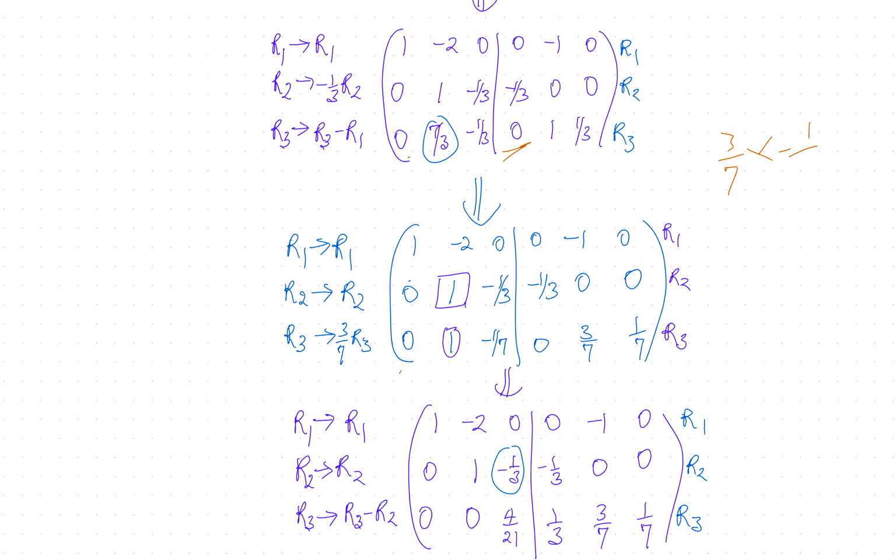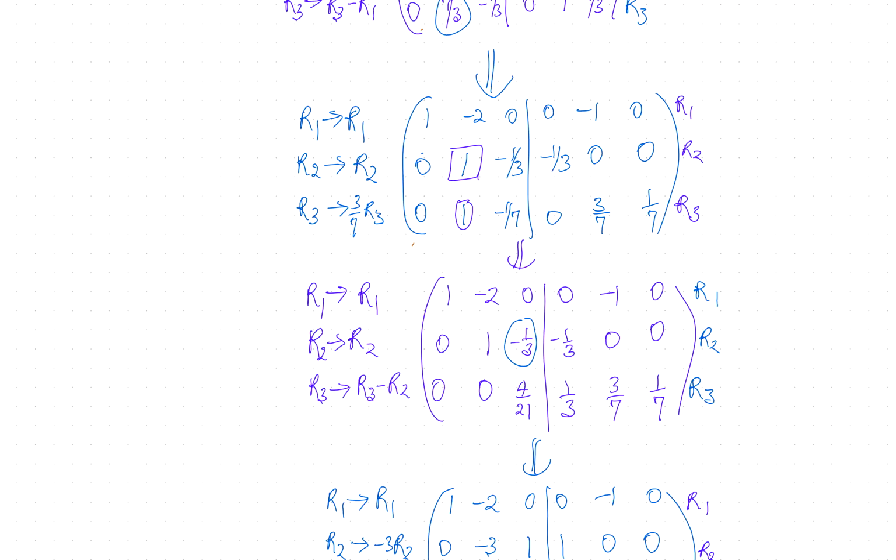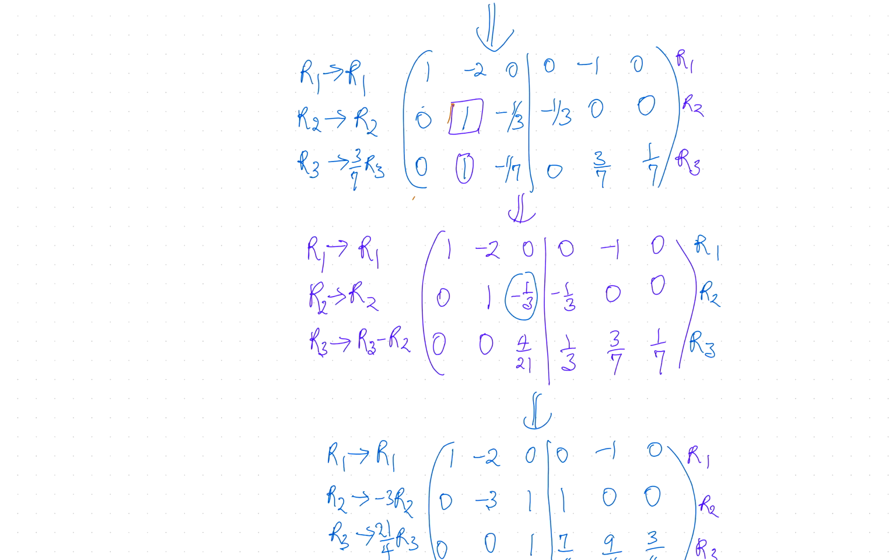So now that that is taken care of, the next thing I'm going to do is, of course, this is now the lead entry we are focusing on. This is the pivot, but then this has to be 0. So for this to be 0, we can easily subtract.